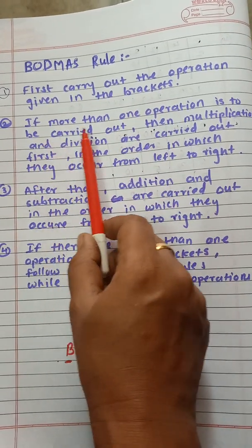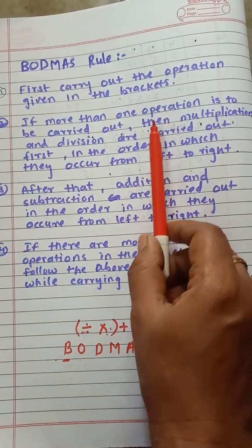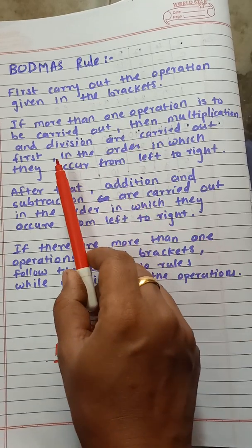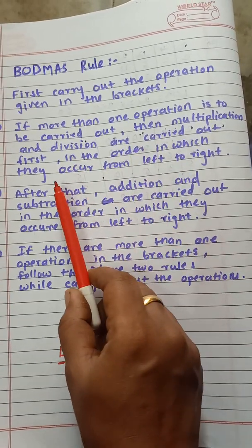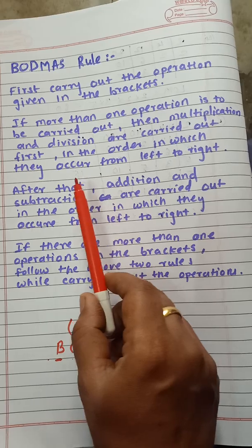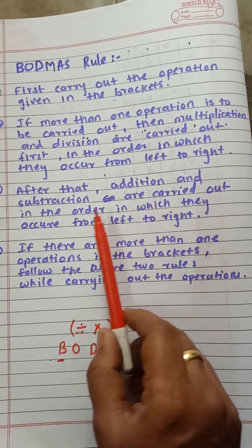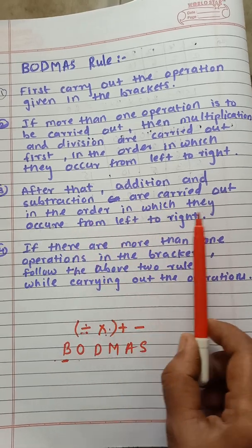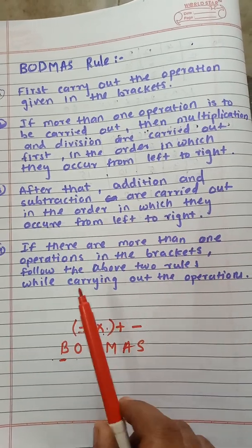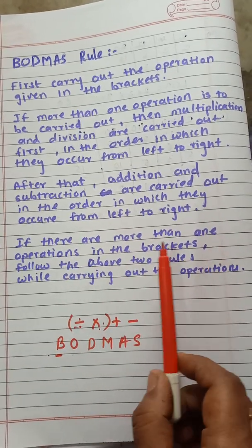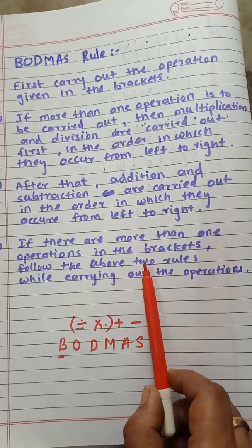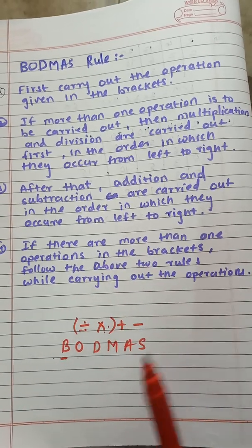And if more than one operation is to be carried out, then multiplication and divisions are carried out first, in the order in which they occur from left to right, and after that addition and subtraction are carried out in the order in which they occur from left to right. If there is more than one operation in one bracket, follow the above two rules while carrying out the operations.